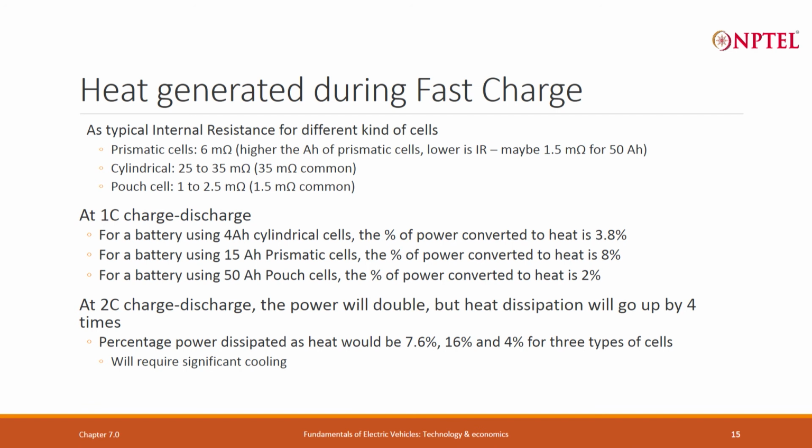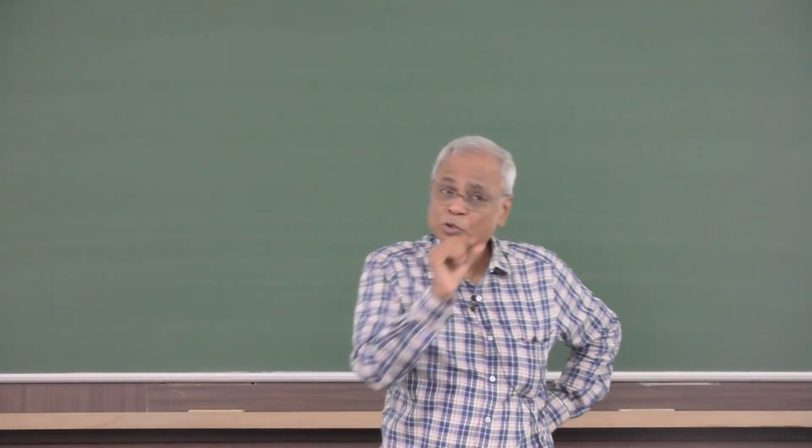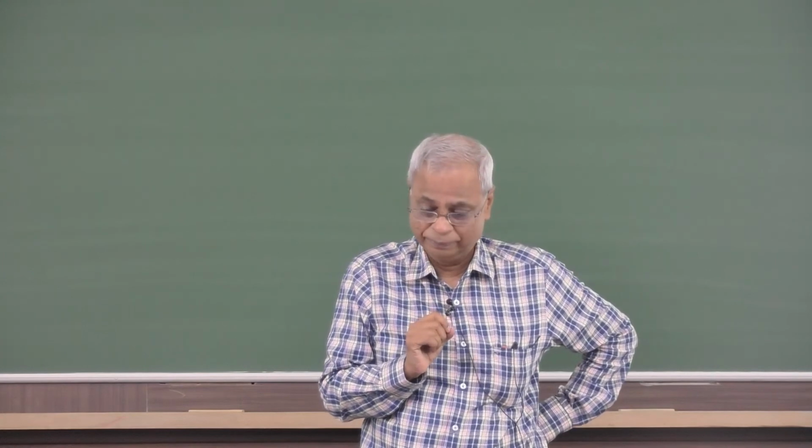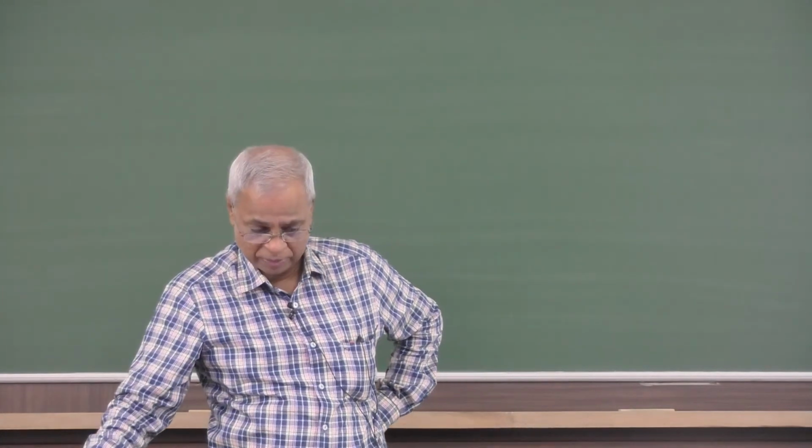What will be the heat generated at 2C? Anybody can answer me? 4 times, I square R. You are doubling the current, so the energy loss becomes very high. So, you can see that if you use cylindrical cells and you are working at 2C, a fairly high percentage of loss can be there. This is something that very often is not even understood. Also, the IR voltage drop will be considerable, because you are working with 25 milliohm resistance.